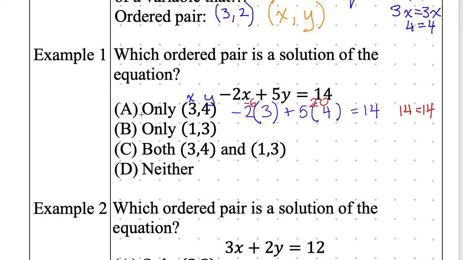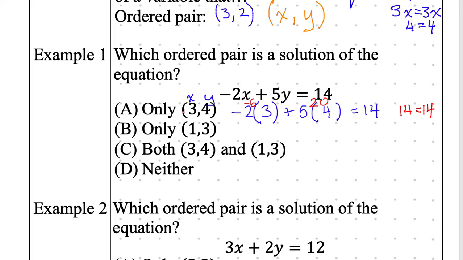So (3, 4) is true, but we don't know if only (3, 4) is true. Let me make sure that we have an overview of what's going on. We just substituted this ordered pair (3, 4). 3 was substituted in for x, 4 was substituted in for y. We plug those in and check that the left side is equal to the right side. That makes the equation true. If it makes the equation true, that is an answer.